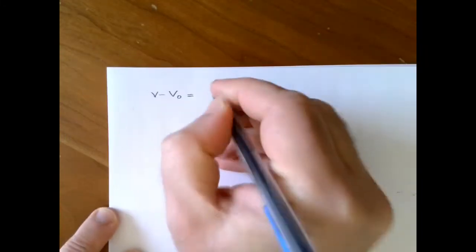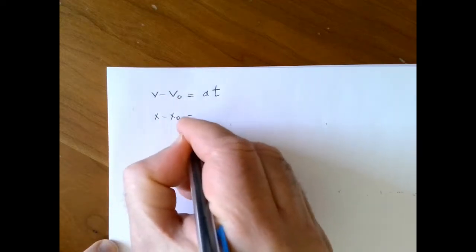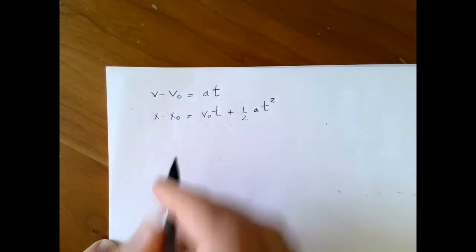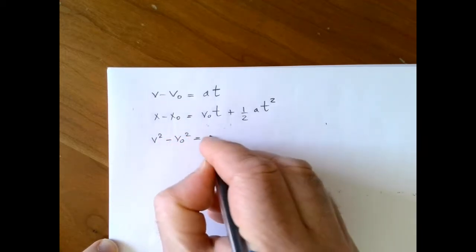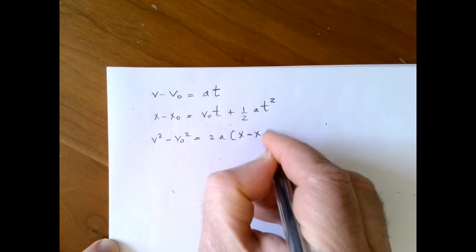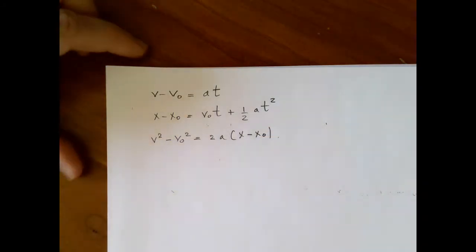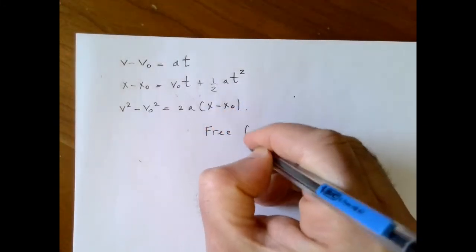We know the kinematic equations that we derived last time. V minus V0 is equal to AT. X minus X0 is equal to V0t plus 1/2 AT squared. And V squared minus V0 squared is equal to 2A(X minus X0). We will adapt these equations for the free fall motion.